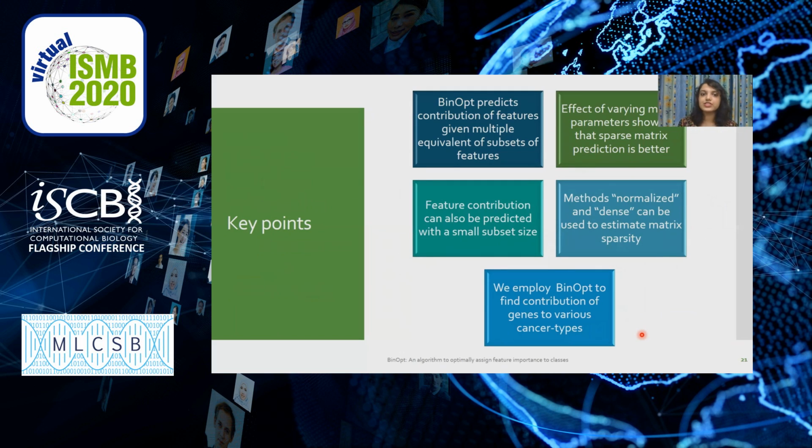To summarize, we show that BinOpt can identify feature contribution to various bins given equivalent subsets of features. We further showed the prediction capability of the algorithm for various input and matrix parameters. We then discussed 2 methods for estimating the sparsity of the matrix, normalized and dense, for sparse and dense matrices respectively. And lastly, we employed BinOpt to find the contribution of genes to various cancer types.